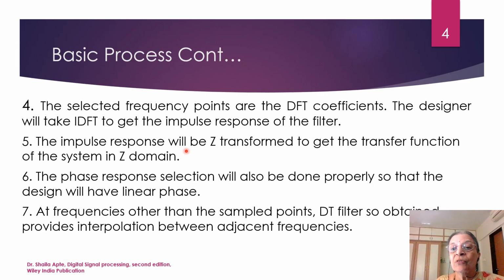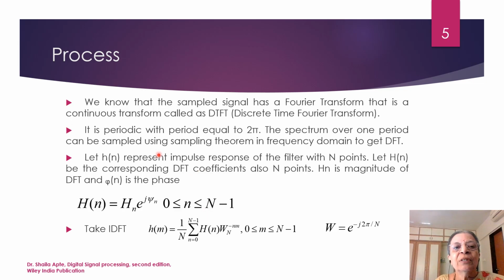And the phase response we will have to select. How to select the phase response so that it will be linear, and that is the desired phase response for the FIR filter. So we'll have to select the proper phase response in order that it satisfies the linearity. At frequencies other than the sampling points, discrete time filters so obtained will provide the interpolation between the adjacent frequencies. So interpolation for in-between points will be there, and at the selected points you will get the desired response that you expect. Now what is the process?